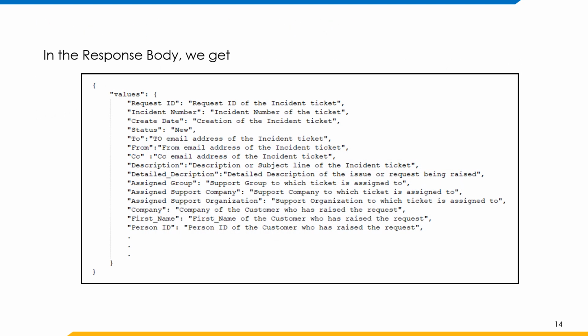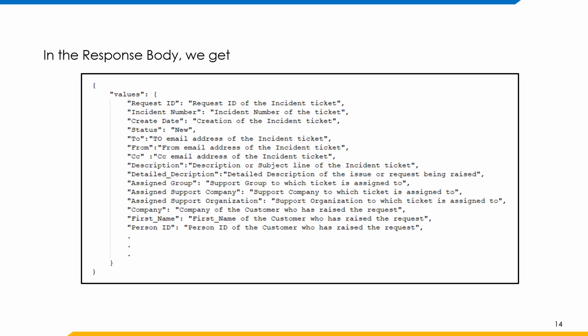In the response body, we will be getting ticket details such as request ID, which specifies the request ID of the incident ticket. Incident number. This attribute specifies the incident number of the ticket. Create date. This attribute specifies the creation date of the incident ticket. Status. This attribute specifies the status of the ticket. The default initial value for this attribute is new.